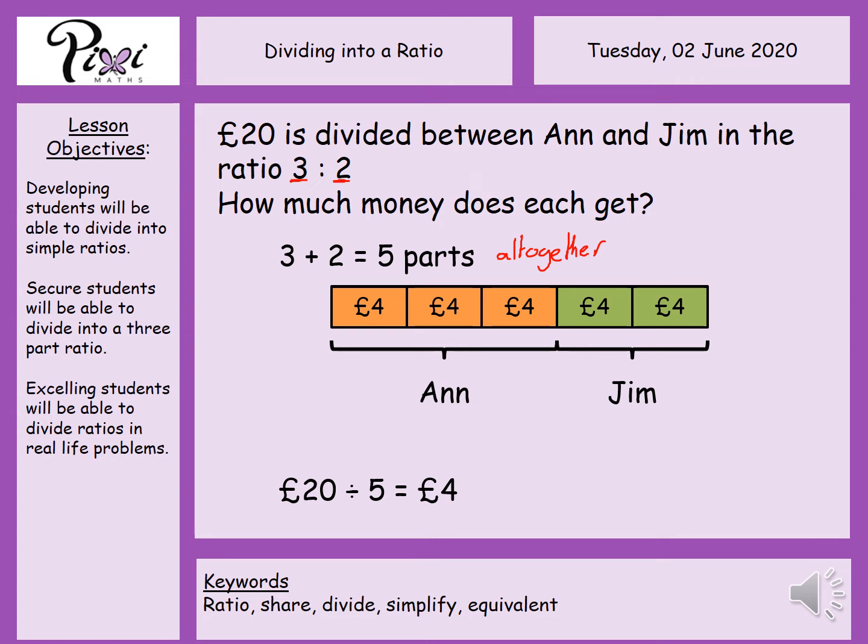So we can see that Anne's got 3 parts of £4. So that means altogether Anne has got £12. And Jim has got 2 parts that are worth £4. So that means Jim has got £8. And to check our final answer, we can check that our total adds up to 20. So 12 add 8 does give us 20. So we've worked this one out correctly.